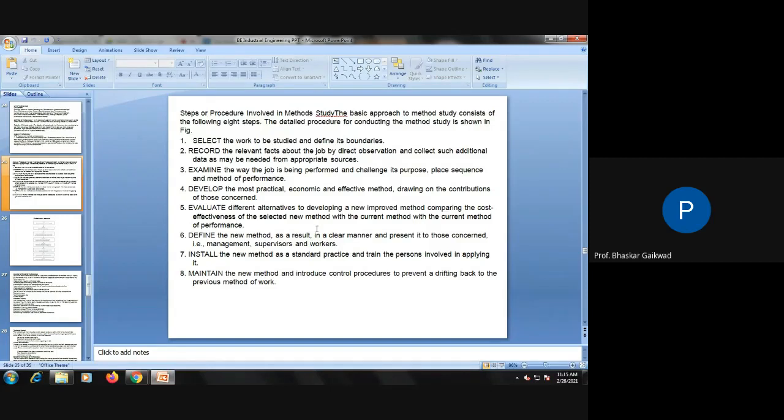In method study, what are we actually doing? We have to study the existing methods, critically examine them, systematically change them, and try to improve the existing methods. For example, some years back in the foundry, to lift the molten metals, they were using ladles along with manual lifting.